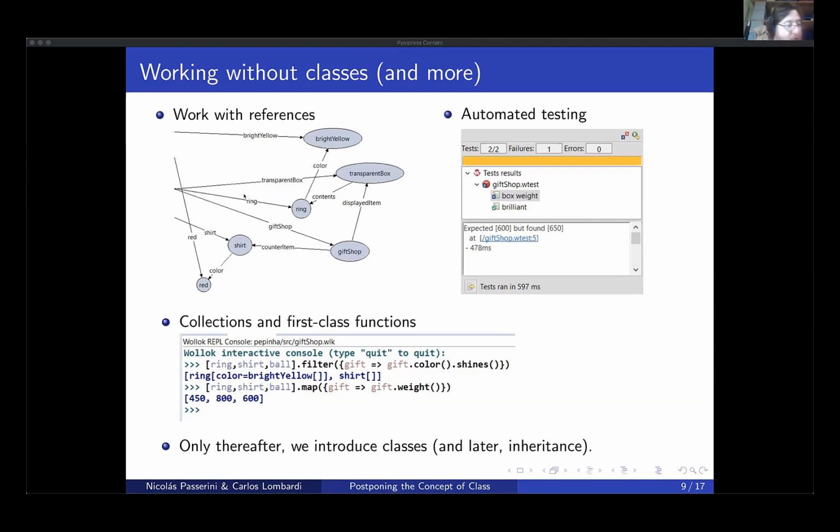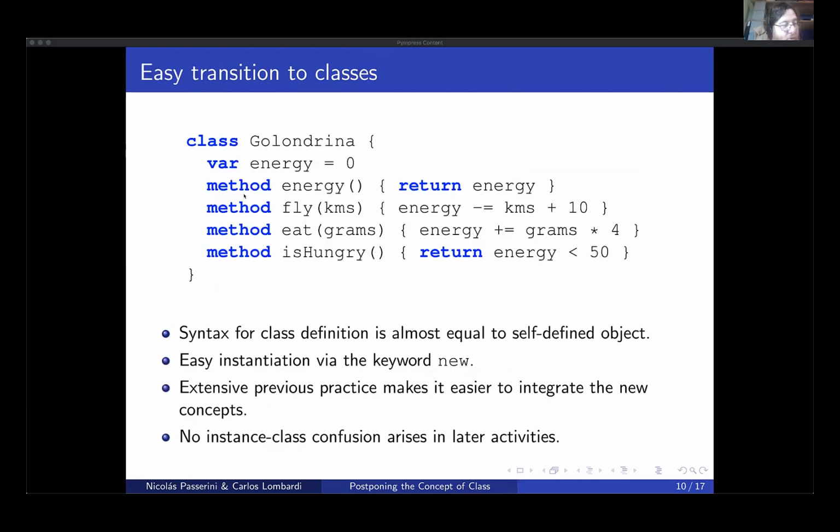So, next one. When the time comes to introduce classes, several features contribute to ease the transition. Syntactically, we see that a class definition is almost identical to that of a self-defined object. We just write class instead of object in the first line and capitalize the name. The attribute and method definitions are identical. Hence, once the students begin defining classes, they already know how to write them.